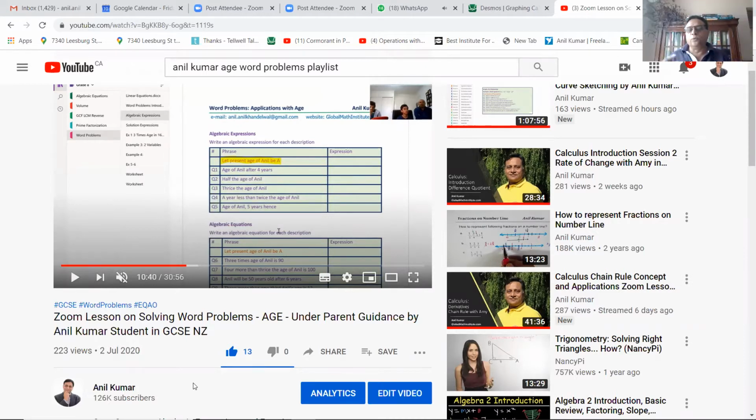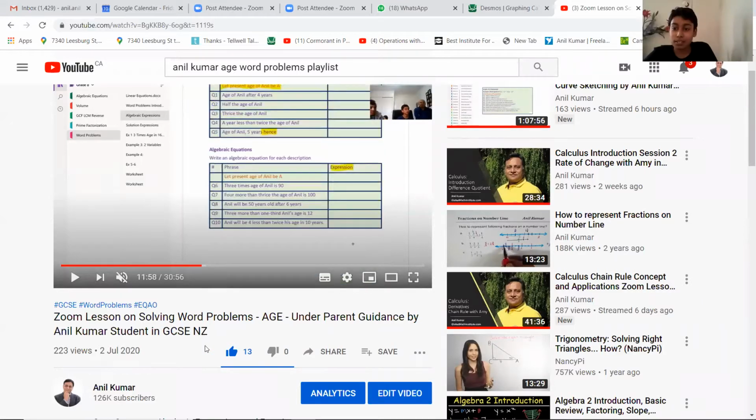So we are now doing equations. How will you write the equation for 3 times age of Anil is 90? 3a equals 90. That is correct.